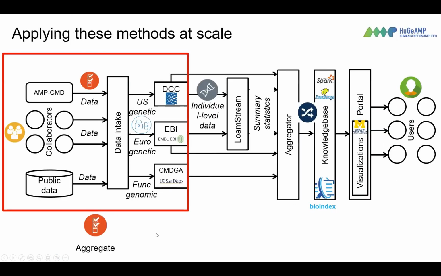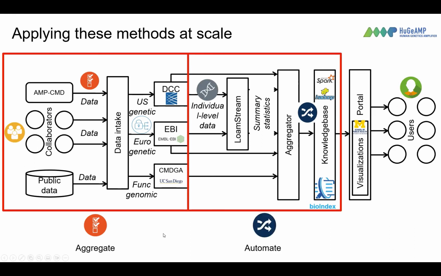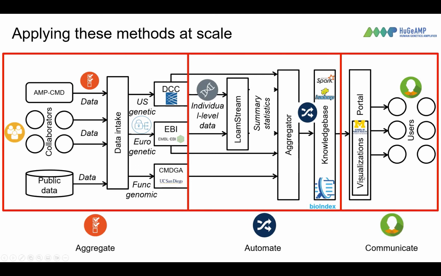So we can apply these methods at scale using the following pipeline. Starting with the data intake process, we work directly with collaborators, consortium members, and the public to aggregate all of this data. The process is the same for both genetic and genomic data. Our next step is the data goes into the aggregator where we store summary statistics and other data that we receive. This knowledge base is built off of Spark and Hadoop and runs bioinformatic methods. These results are then stored in the bioindex. From there, our visualizations are built to make the data accessible to the users.